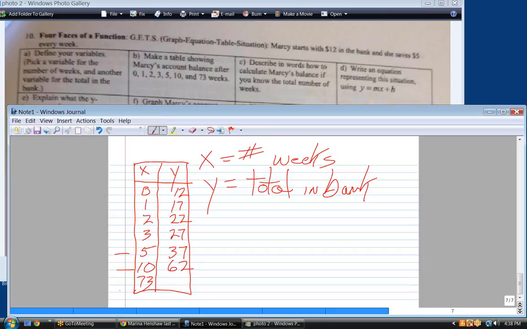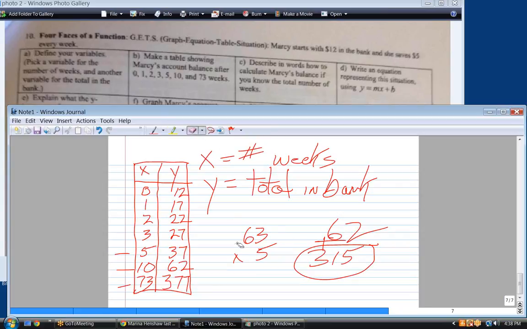Okay. Now to get the 73, do the same thing. What did we do? We subtracted these two numbers, multiplied by 5, and then added it to that. It'd be 315 plus... It'd be 352. Well, you were right with the 315, but then we're going to add it to 62, which is 377. Okay?